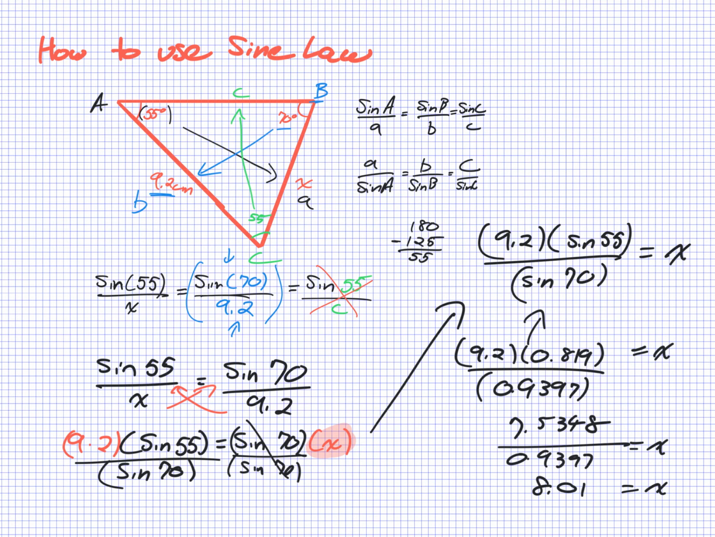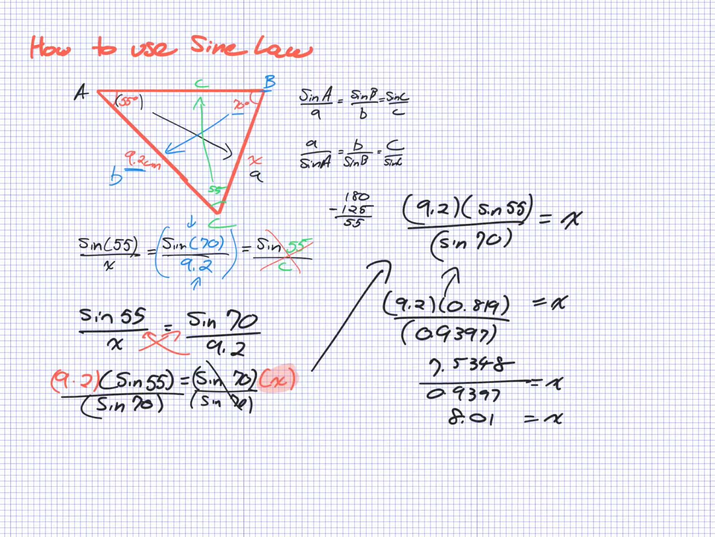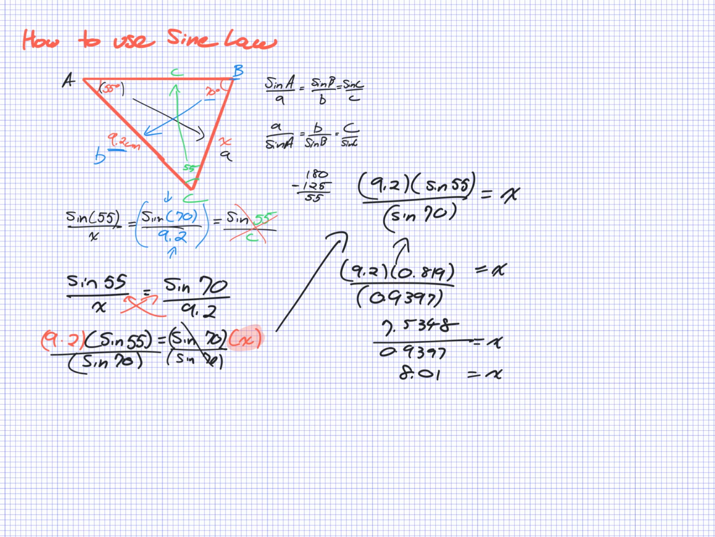Okay, this is also really important. We got to make sure this value actually makes sense. So I'm going to do a little rough sketch of this triangle. We just solved for side x. So this should be approximately 8 centimeters, right? We're going to say it's that. This was 9.2. This was 55. This was 70. And this was 55. Now, what's neat about this is this is an isosceles triangle. That means this side is approximately 8 centimeters too. That could be very well true.